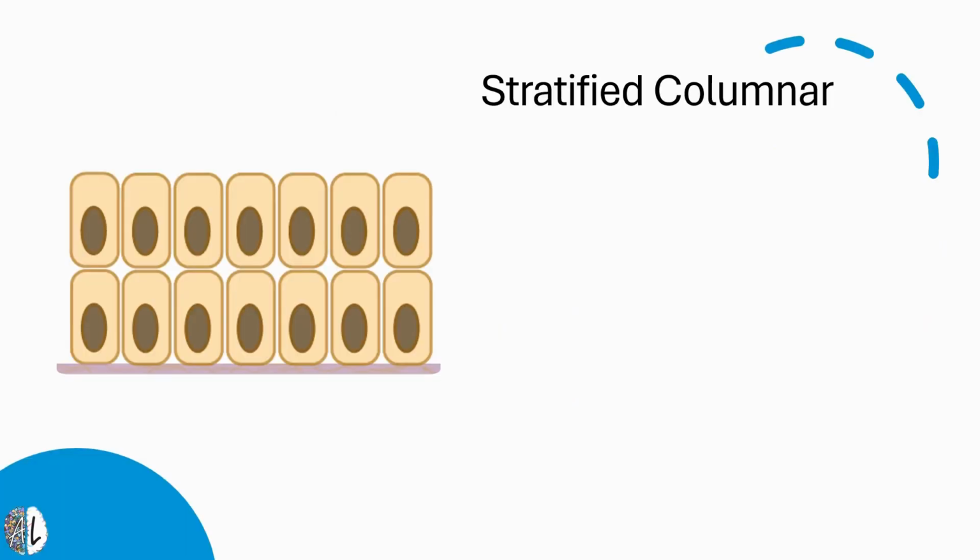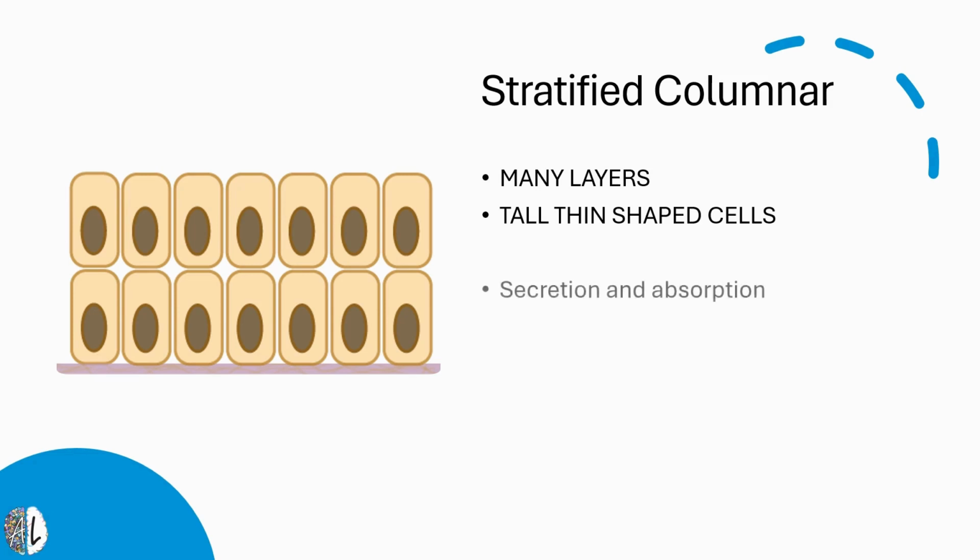Next, we have stratified columnar. So stratified, again, refers to being many layers, so more than one. But these are those nice, tall, thin, long-shaped cells. They do secretion and absorption. And they're pretty rare inside the body. So the one location that you're really going to see these a lot is inside the male urethra, which is the primary location for this type of cell.